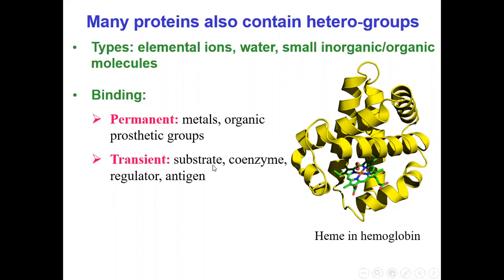The second type contains heterogroups which are transiently bound to the protein chain. And one example is the substrates of enzymes, those molecules that bind to an enzyme, convert it to product, and then leave the protein chain. Another example are molecules that act as regulators of protein activity. And a third very common example are molecules that are referred to as coenzymes or cofactors.